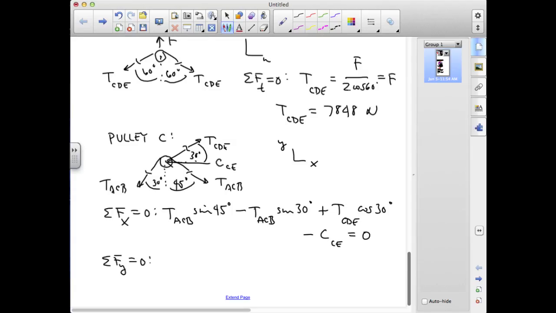And in the y direction, I have T_CDE sine of 30 degrees, and then the two sides of ACB make a negative contribution in the vertical direction, so I'm going to have minus T_ACB cosine 45 and minus T_ACB cosine 30 equals 0.